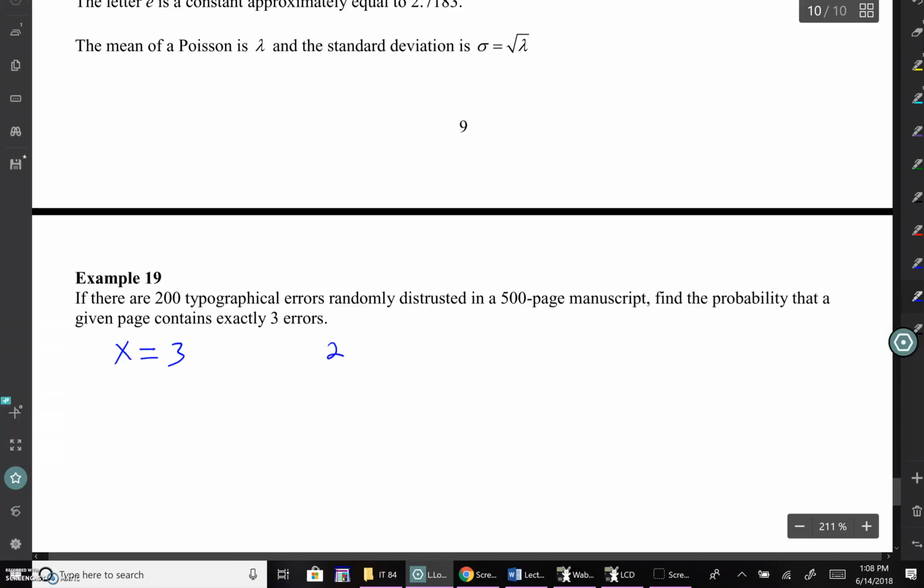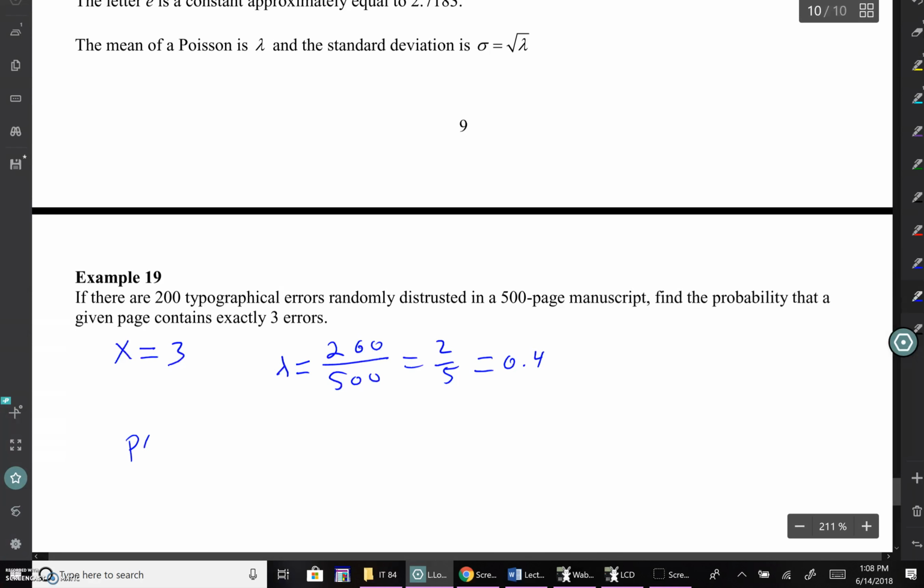So we can say 200 over 500, which gets you to 2/5, which is 0.4. All right. So that is the average number per page. This is what I'm going to call my lambda.